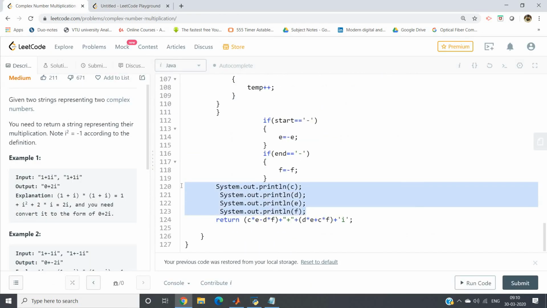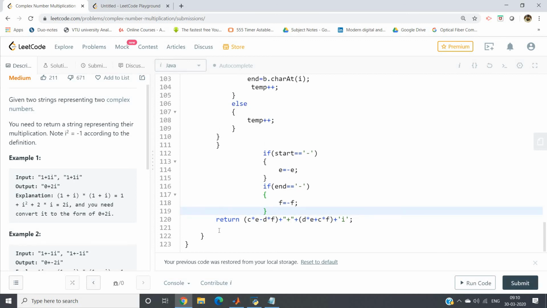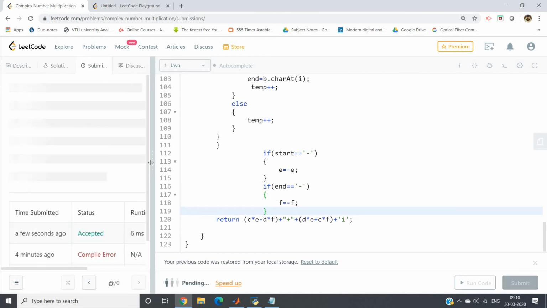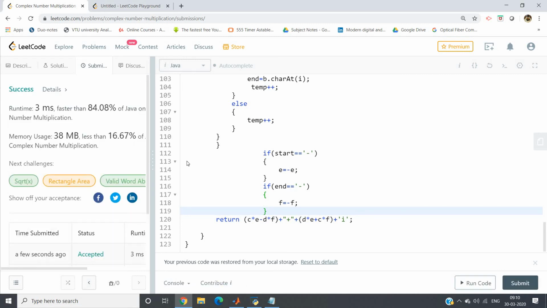Let me just remove this System.out.println part. Let me submit this and show you the acceptance status. Okay, so here you can see.